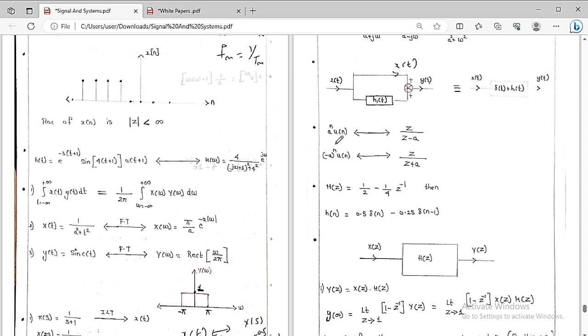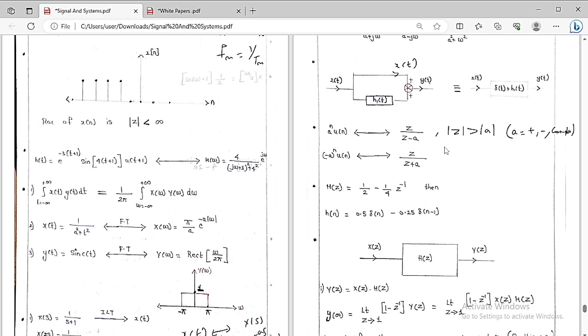The next point is, suppose for a to the power of n into u of n, what is the Z transform? It is z by z minus a. So what is the ROC? The ROC is mod z greater than mod a. A can be either positive, negative, or even a complex number. And I already told you, here the signal is a right-sided signal, meaning f of n is equal to 0 for n less than 0. So the ROC is always outside the circle, which is mod z greater than mod a.